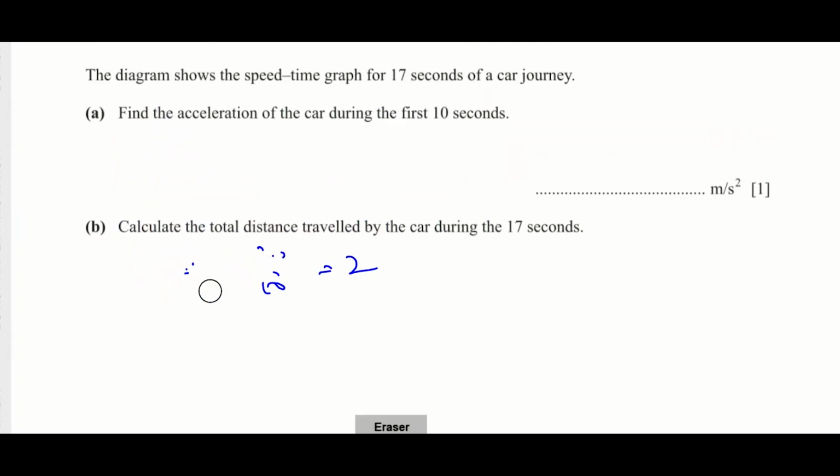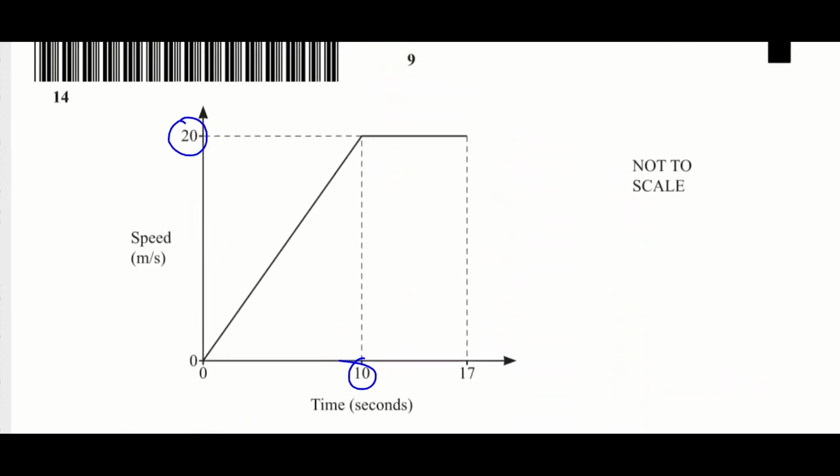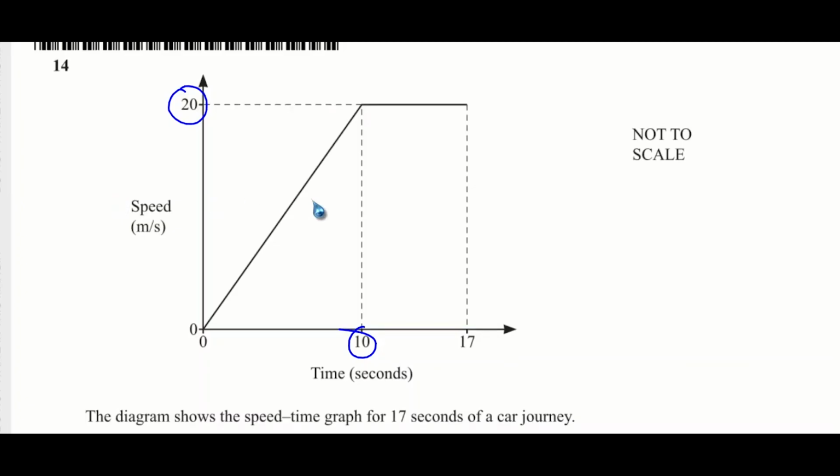No, sorry, I wrote in a different area. So the acceleration should be equal to speed over time, and that will be 20 over 10, and that will be 2 meters per second squared. So part B, calculate the total distance traveled by the car during the 17 seconds. Here you can find the area of this triangle and the area of this rectangle and add them together. So that is one way.